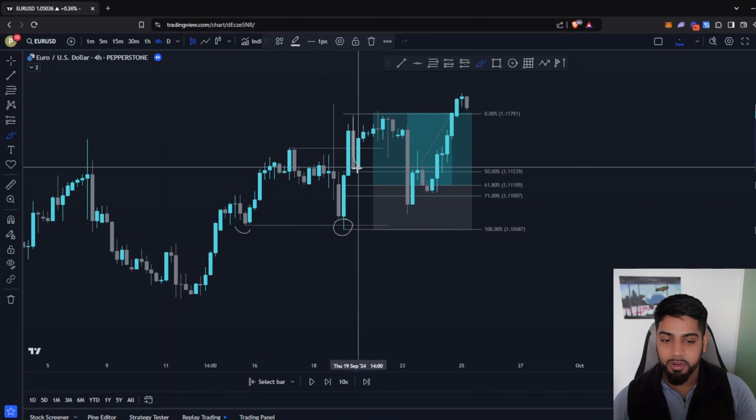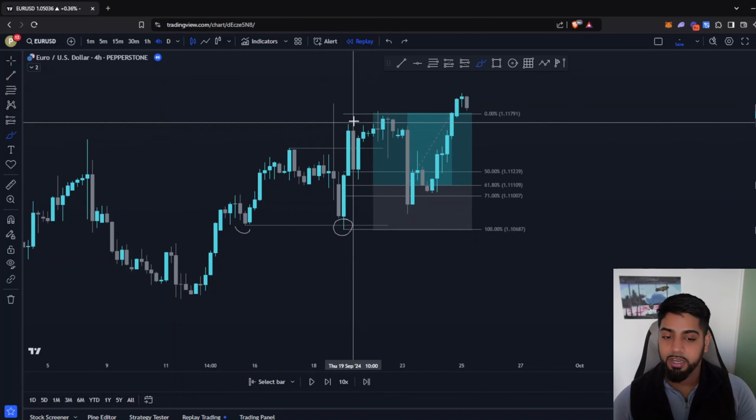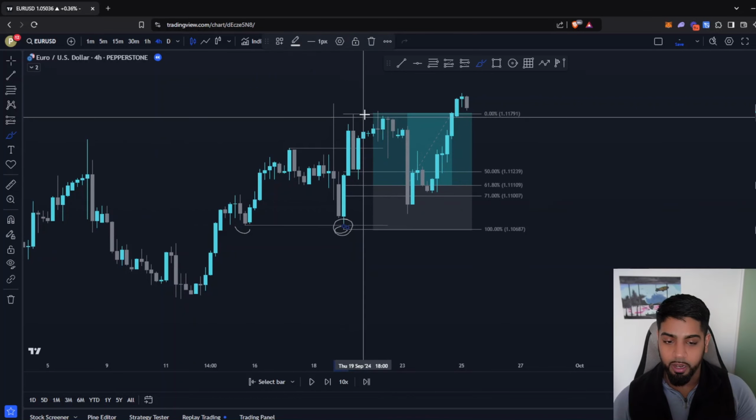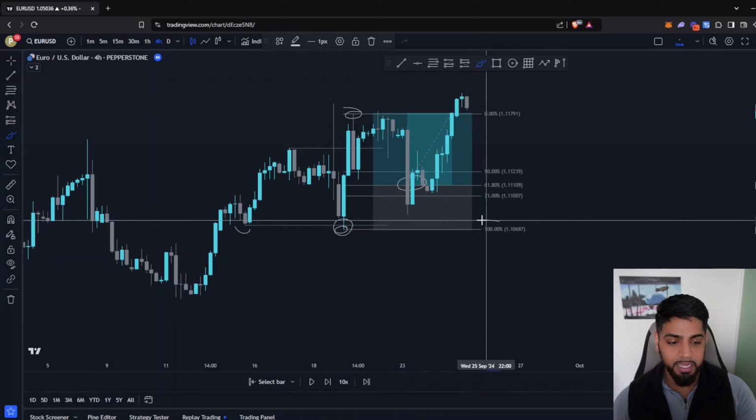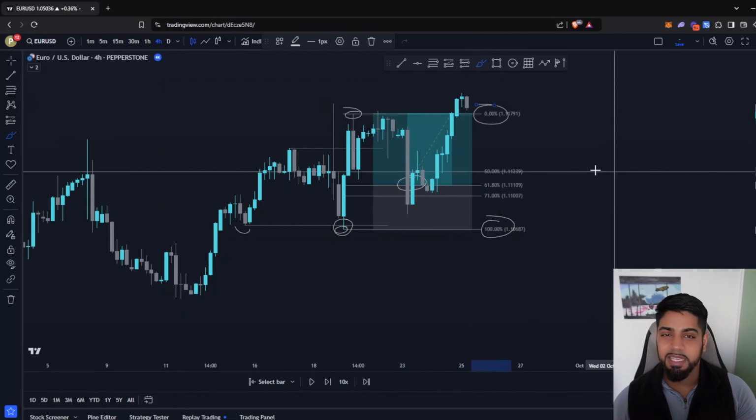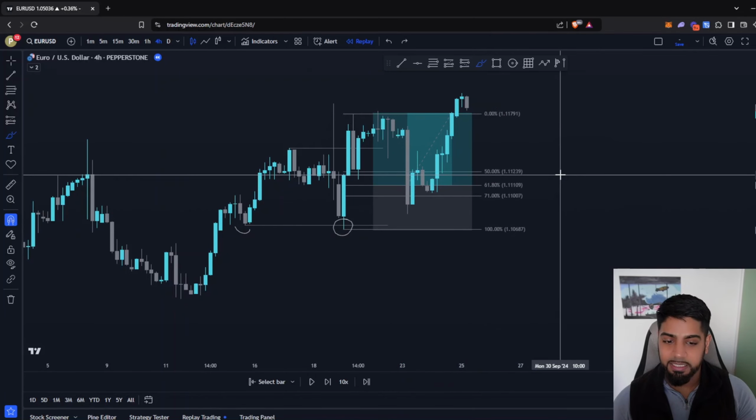From there, we waited for price to give us an indication that it was looking to retrace. Then we took our fib from the lowest point to the highest point. And then we took our entry at the 61.8, stops at the 100, TP at the 0. Nice and simple, replicatable. Anyone can do this so long as you understand how to identify liquidity, how to use a Fibonacci tool, and all of the basics that come with it.